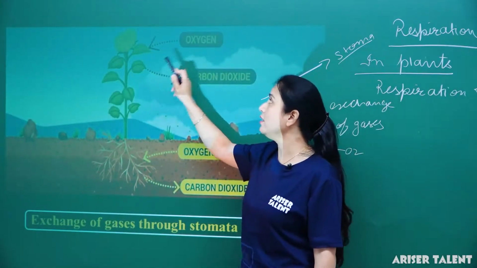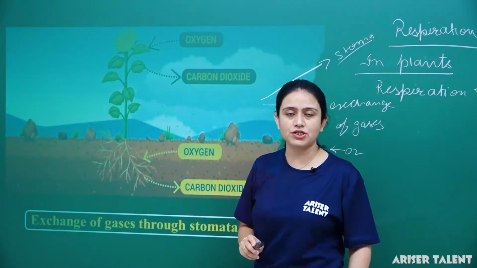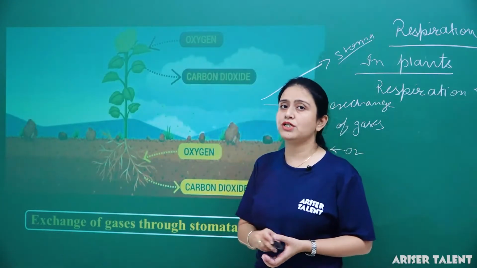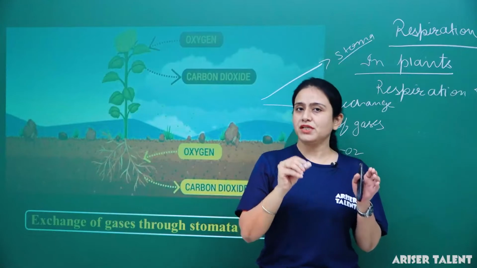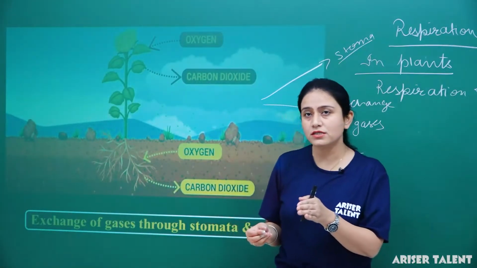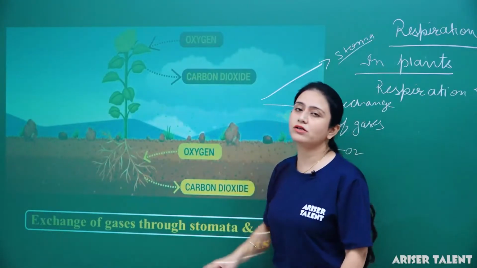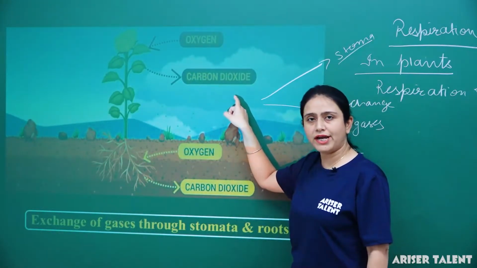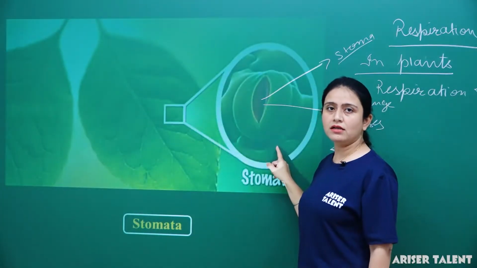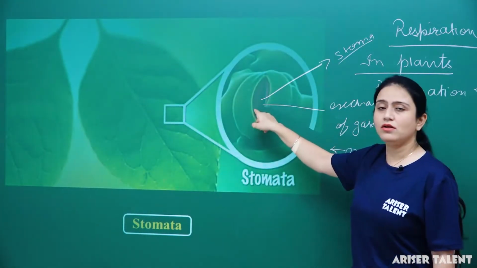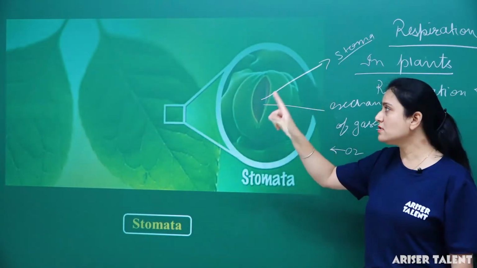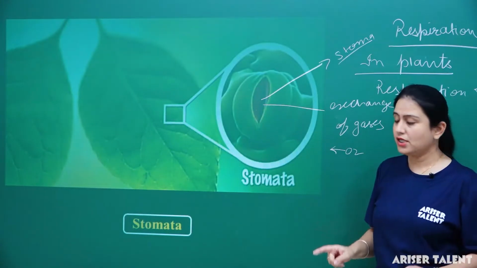Okay, now what happens? Carbon dioxide, during the process of respiration, as I have already told you, oxygen is essential for respiration, because oxidation of food is done in this process, and by the oxidation of food, carbon dioxide is released. So by these stomata, exchange of gases is done. Okay, it takes in oxygen and releases carbon dioxide. Clear? So this is the process of respiration in the plants.